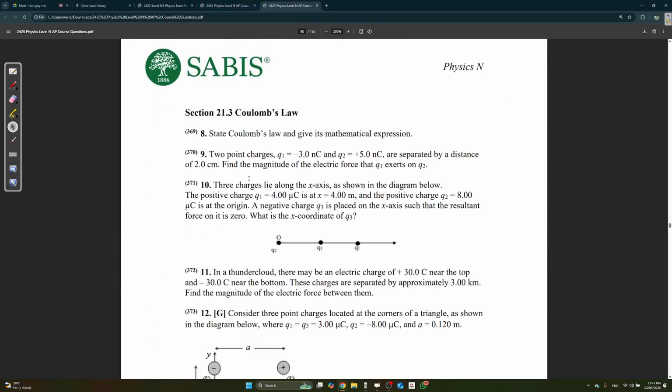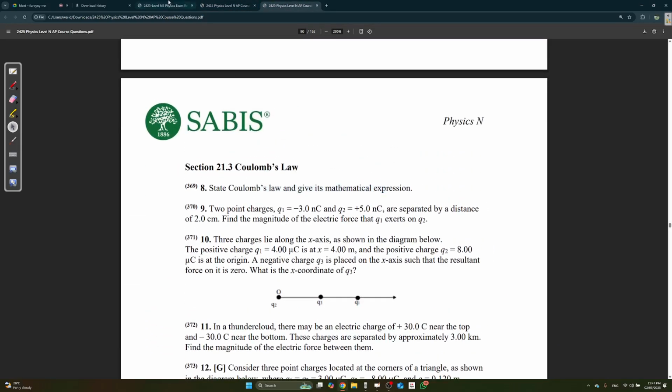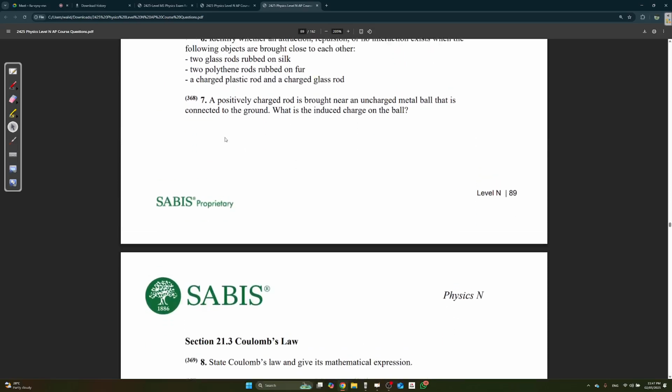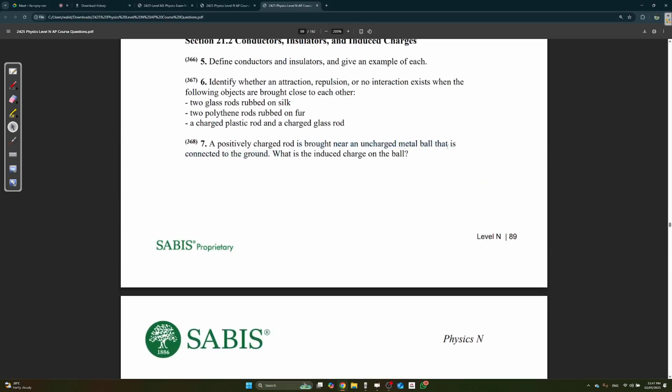Okay, state Coulomb's law and give its mathematical expression. Wait, did we skip 7? Oh, yeah. A positively charged rod is brought near an uncharged metal ball that's connected to the ground. What is the induced charge on the ball?